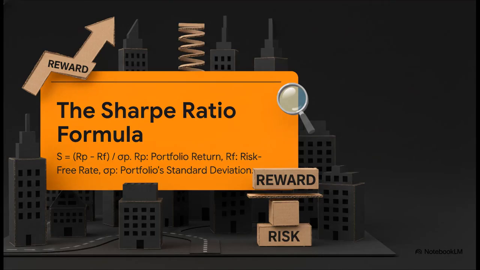Okay, so this is the formula right here. And I know at first glance it might look a little intimidating, but I promise, the idea behind it is super simple. Just think of it like a basic fraction. You've got the reward you earned on top, divided by the risk you took on the bottom. So let's break down what each of those pieces really means.